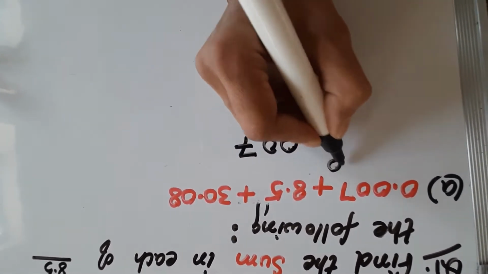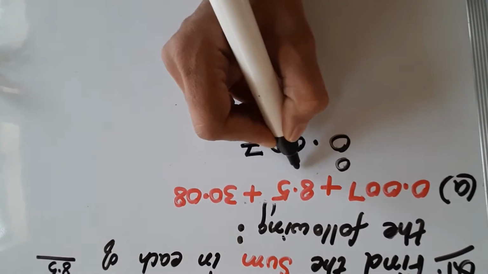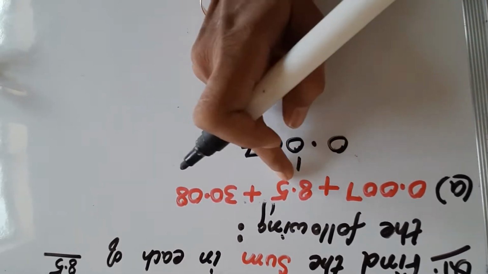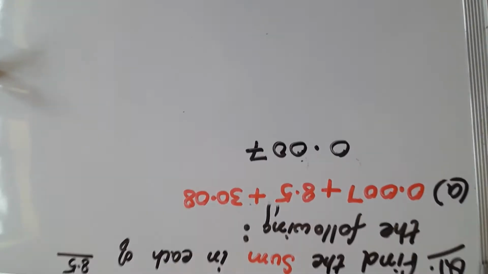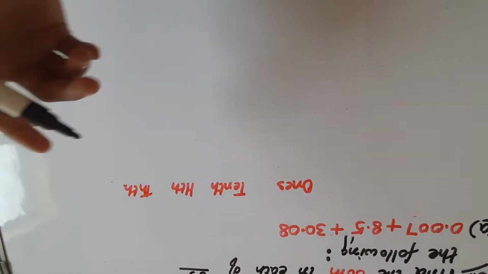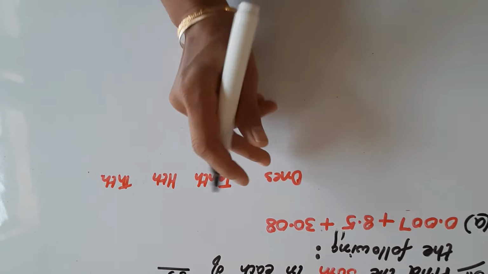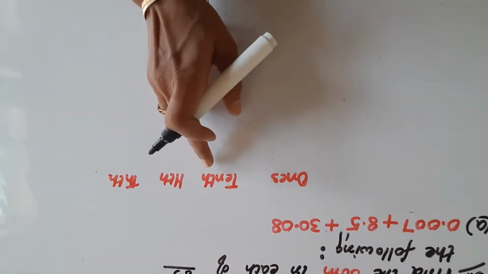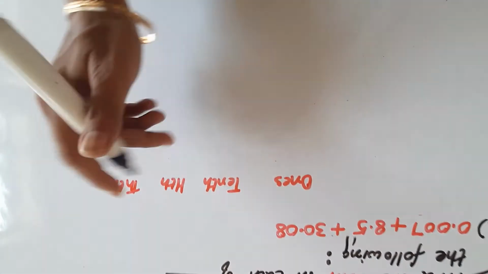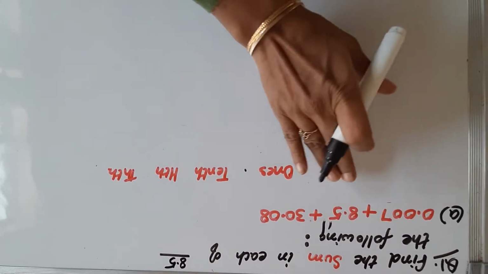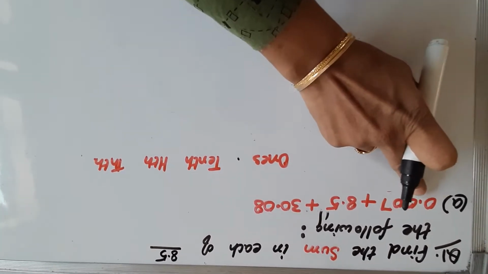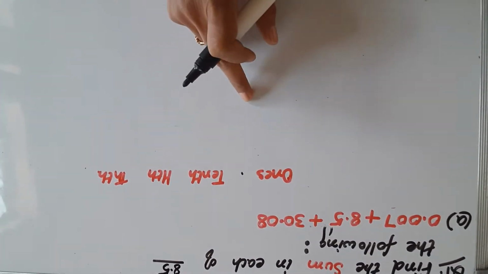This is ones, let us write the places. This is ones place. So we will first write down the places: ones place, 10th place, 100th place, 1000th place, and here is the decimal. So dear students, while adding or subtracting them, the decimal will always be written under the decimal.